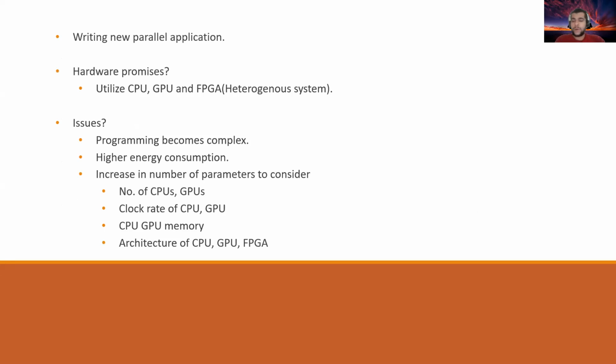So when you're writing a new parallel application, like I mentioned, the hardware advances today mean they have CPUs with multiple cores. One machine can have multiple CPUs, which is many cores, and then we have GPU, and then FPGA.